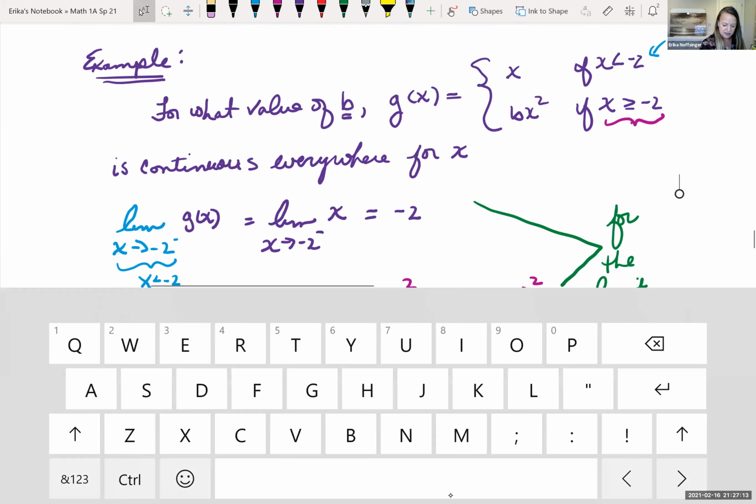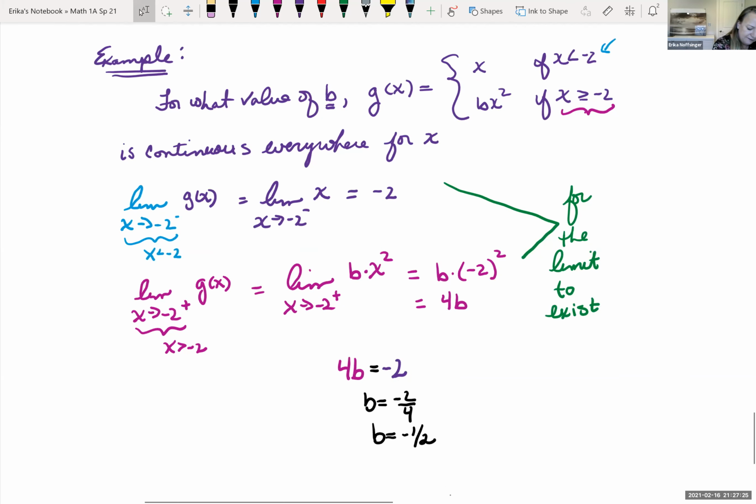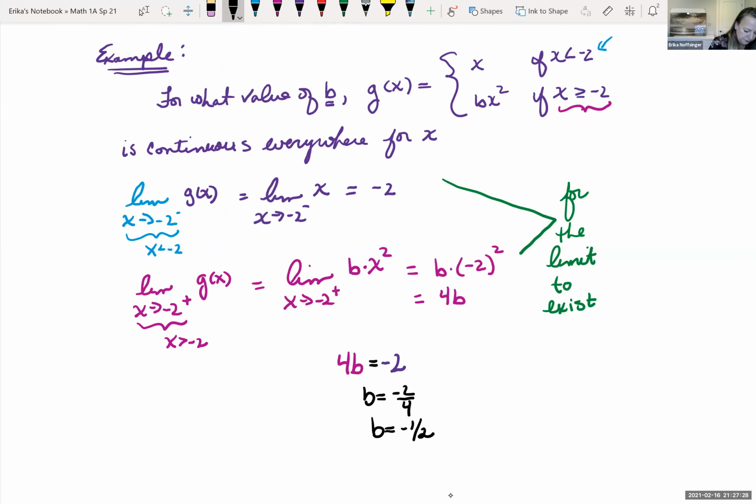One other case has to occur in order for it to be continuous. That value, f of the value that we're looking at, which is -2 in our case, has to be the same. So let's look at f of -2. Actually, it's g of -2, sorry. So let's find g of -2. Go back in and figure out which equation you're using. Well, if x is -2, this tells me that I'm using the second equation. So I have b times -2 quantity squared, or 4b.